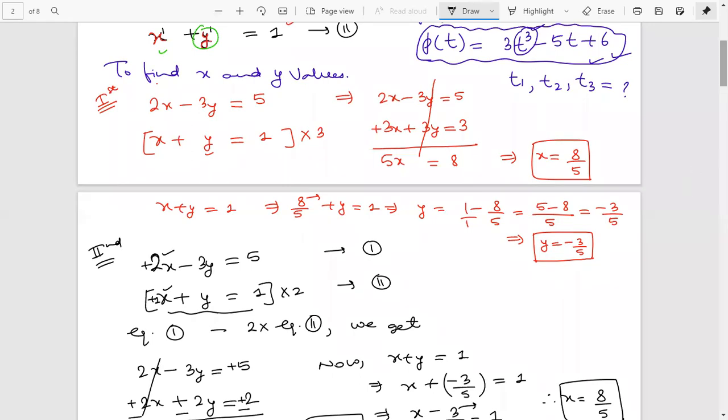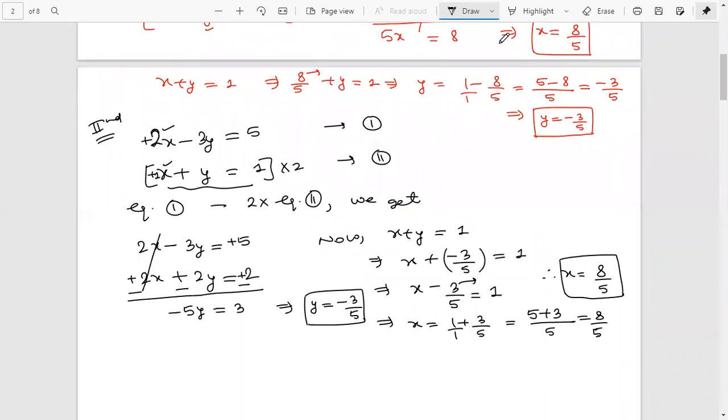And here if we equate x values, meaning the coefficient of x, then we need to subtract because the values are the same and the sign is also the same. So in this case, normal understanding, we need to subtract.